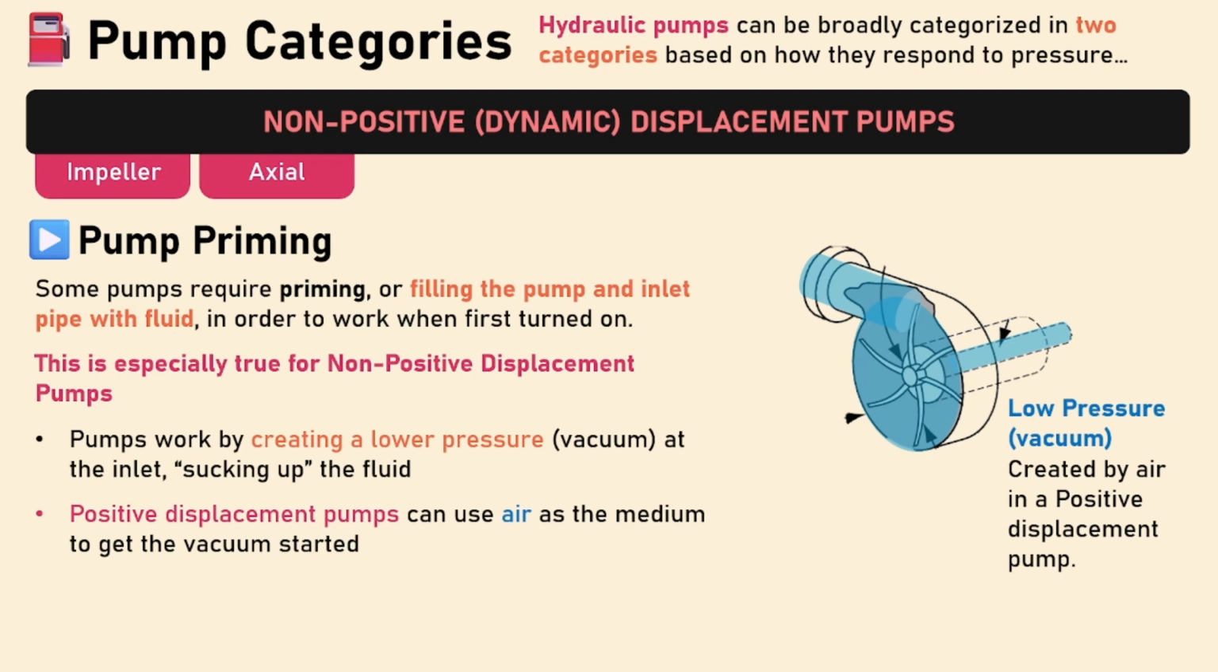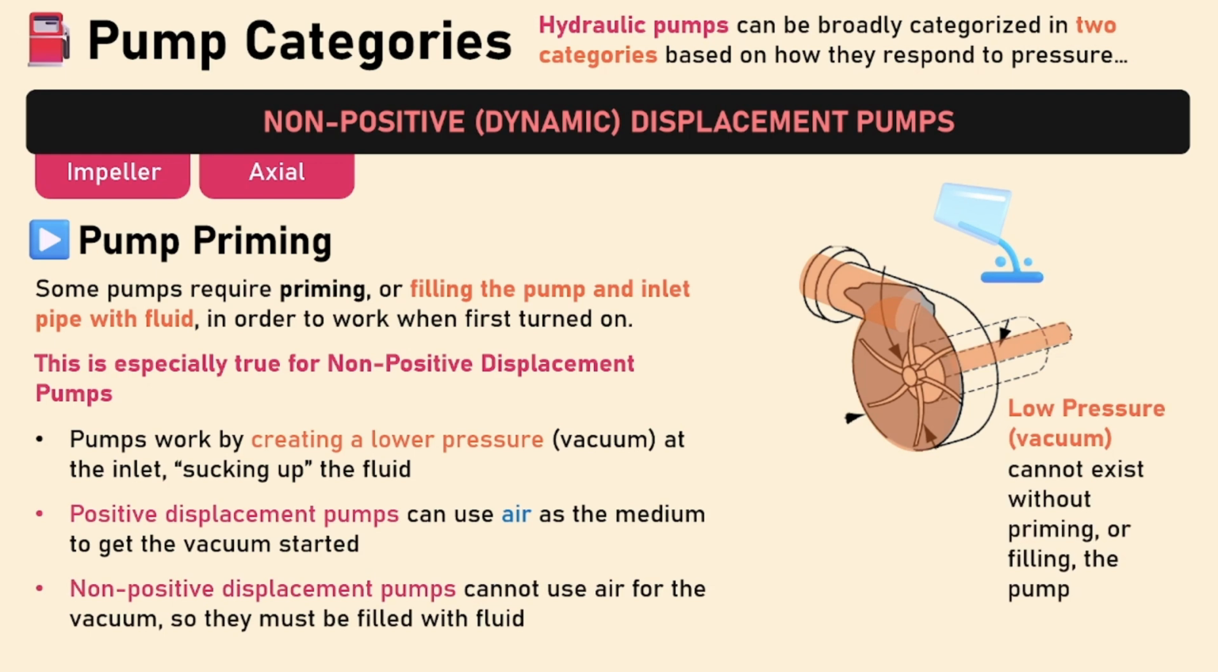This would be like having to fill up my Sprite can and my straw, as well as my mouth, with some Sprite initially before I can enjoy more Sprite. Right? Non-positive displacement pumps cannot use air for the vacuum. So we have to actually fill the pump with fluid first in order to actually utilize it.